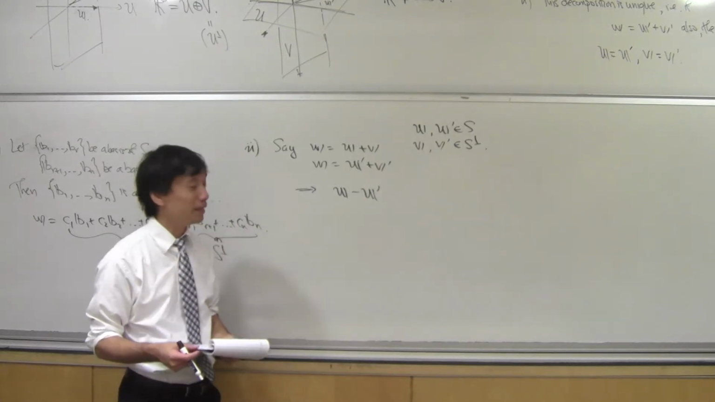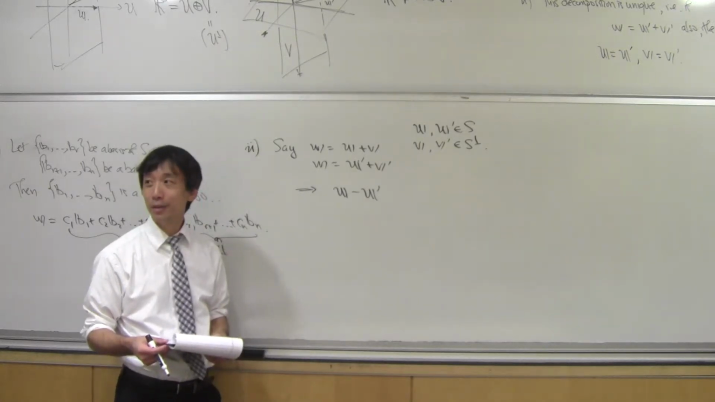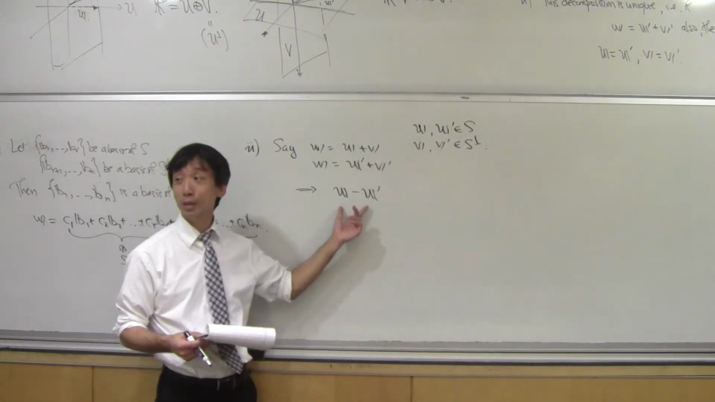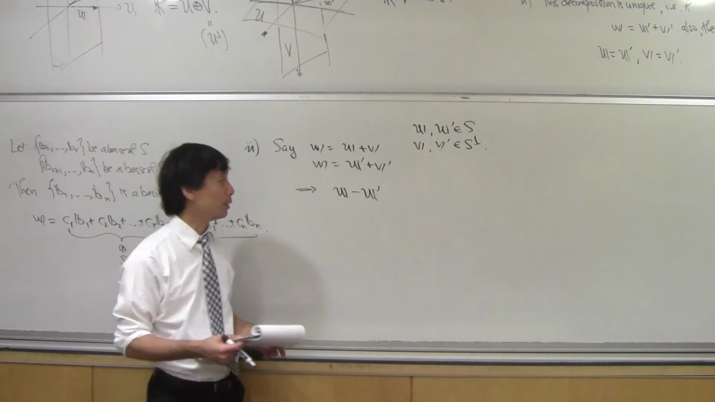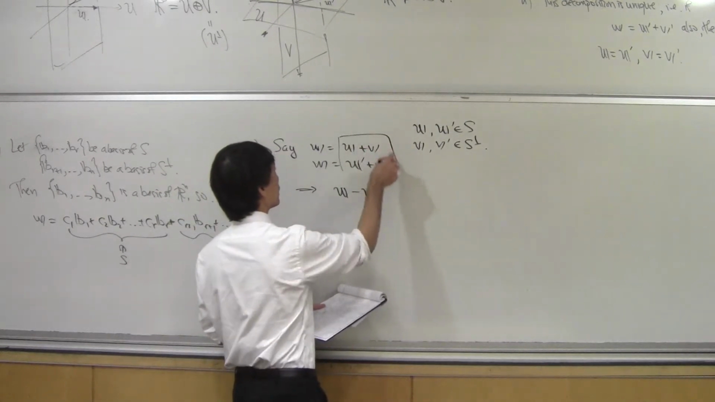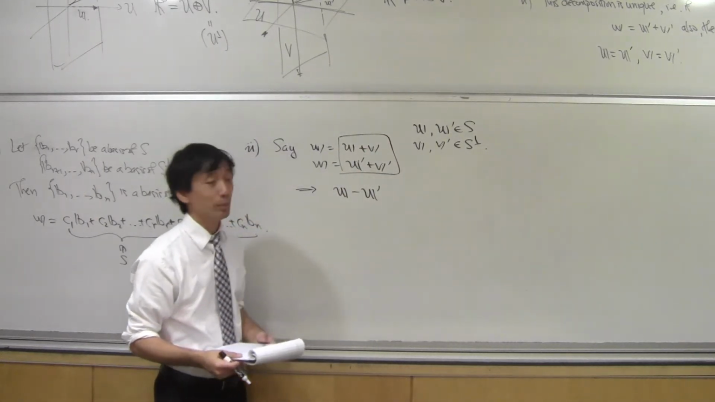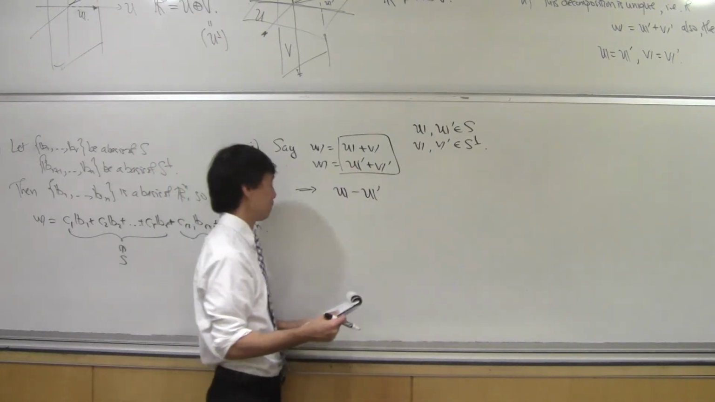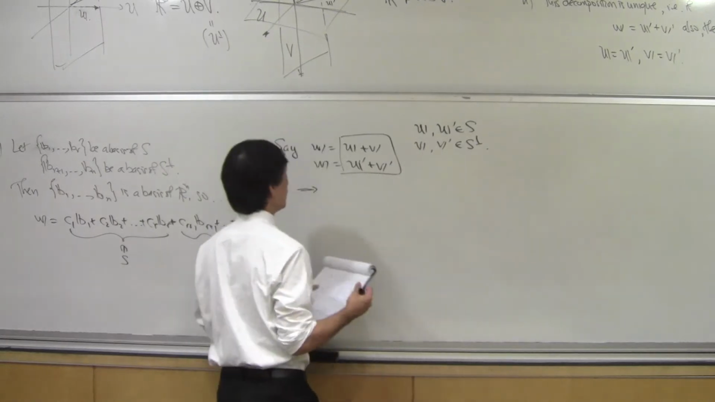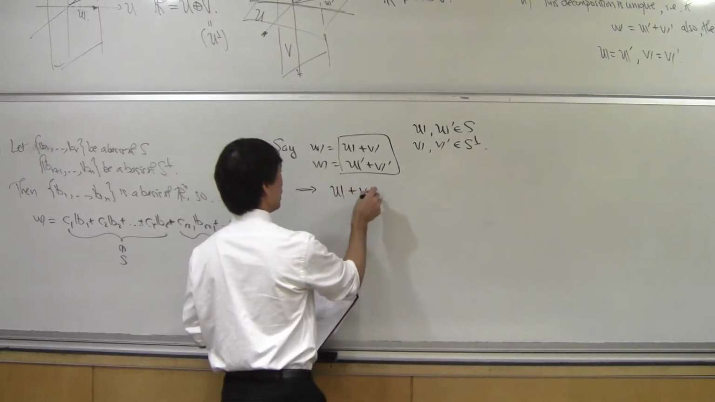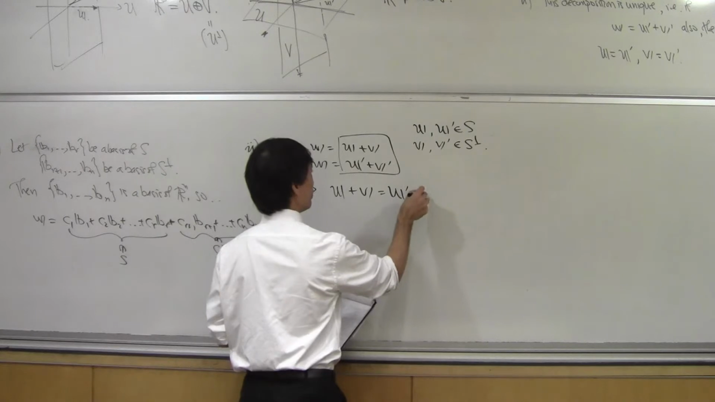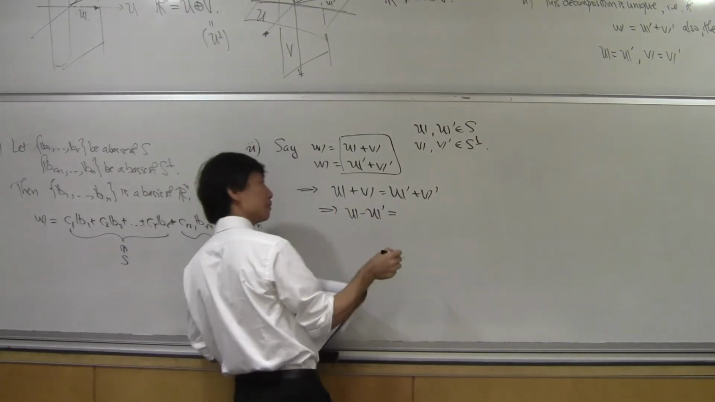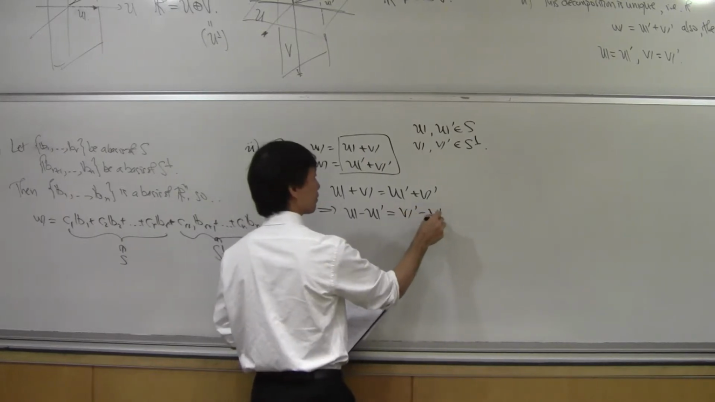Zero. Why? Well, they're supposed to be the same. Correct. That's what we're trying to show. We're trying to show that this is going to be zero. But just looking at this, U plus V equals U prime plus V prime, so we know that U minus U prime equals what? V prime minus V.